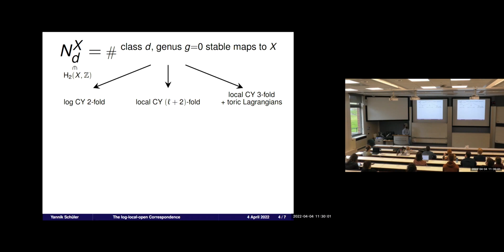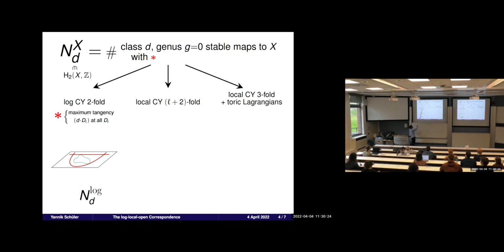And I should be a little bit more accurate. We're not counting embedded curves, but we're looking at parameterized curves, aka stable maps. Okay, and now depending on which geometry we're in, we will also impose some more extra conditions.